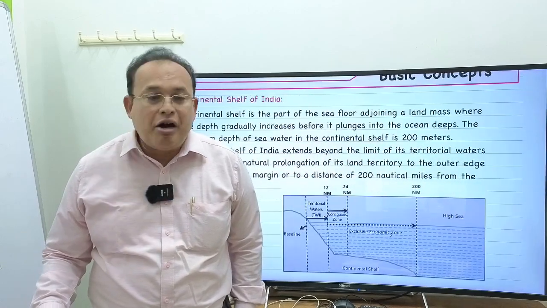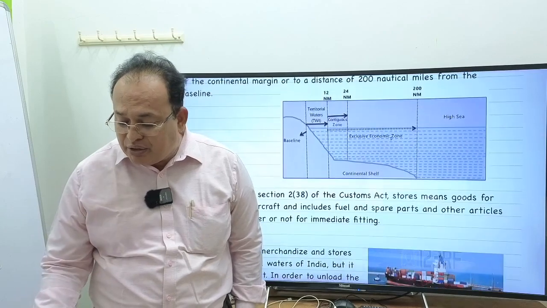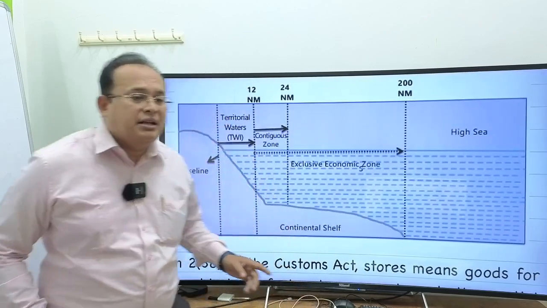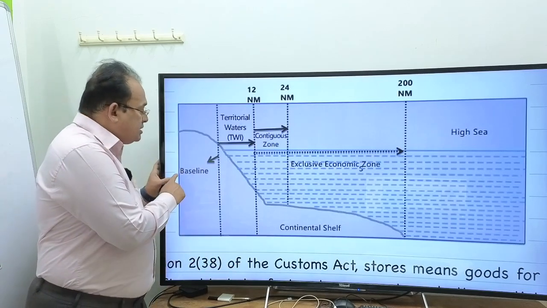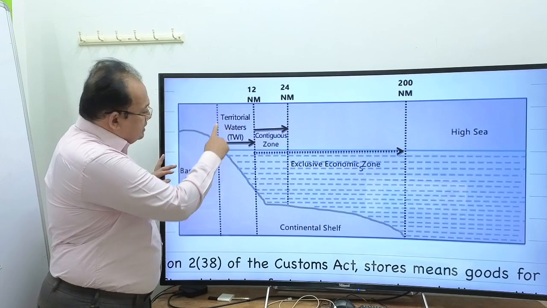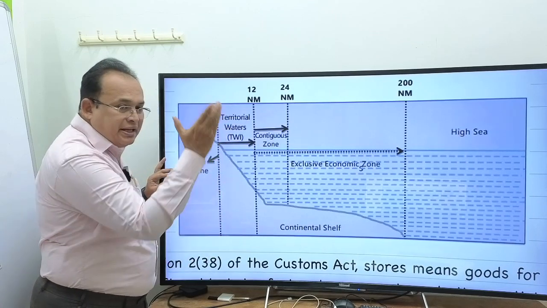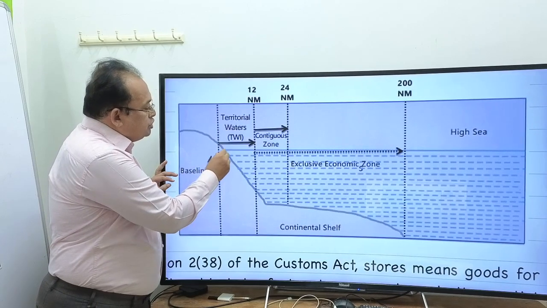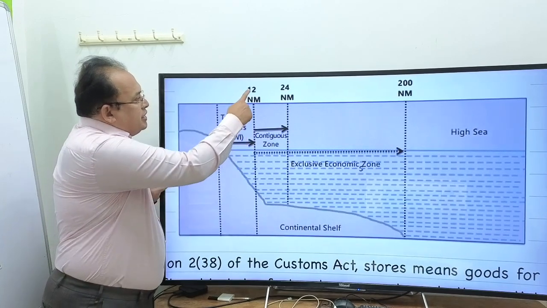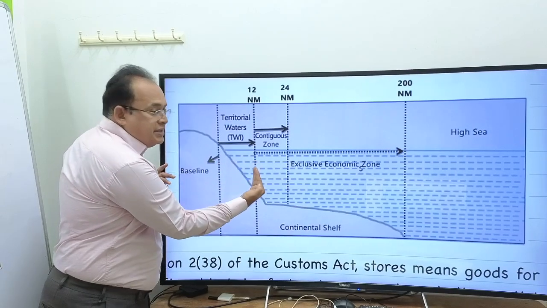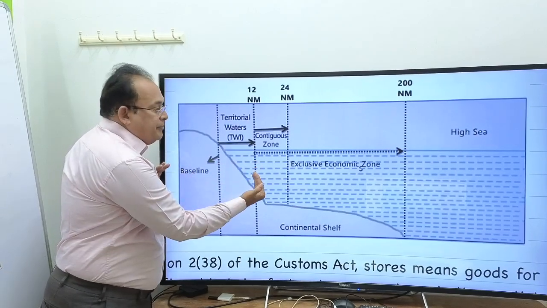Like this, continental shelf. This point is already referred to you under the GST law. Again, I am referring to the term India. India means from the baseline. Here is the baseline, that's the coastal shore. From the baseline to 12 nautical miles is called India. Up to this is India.